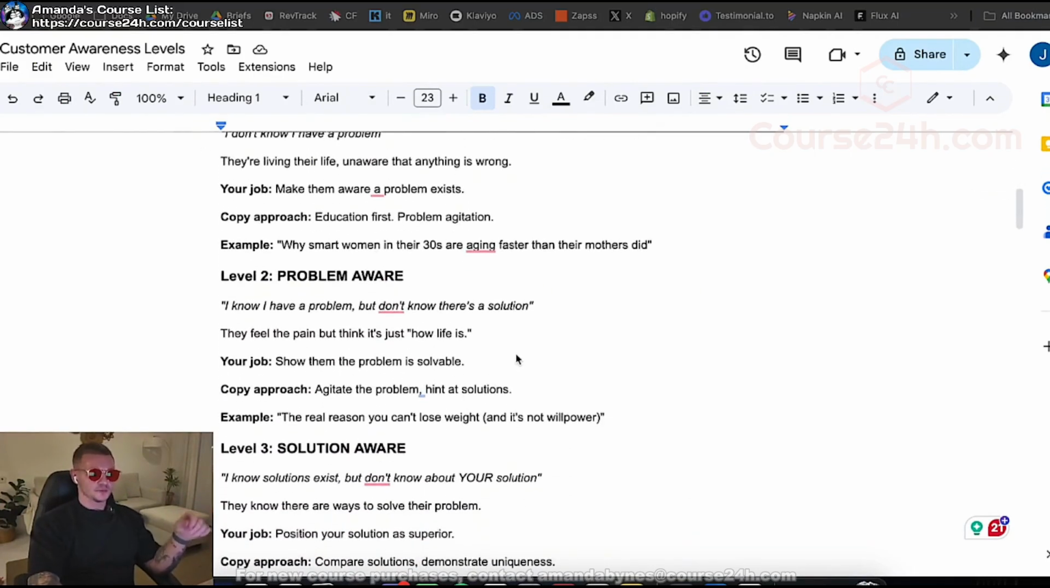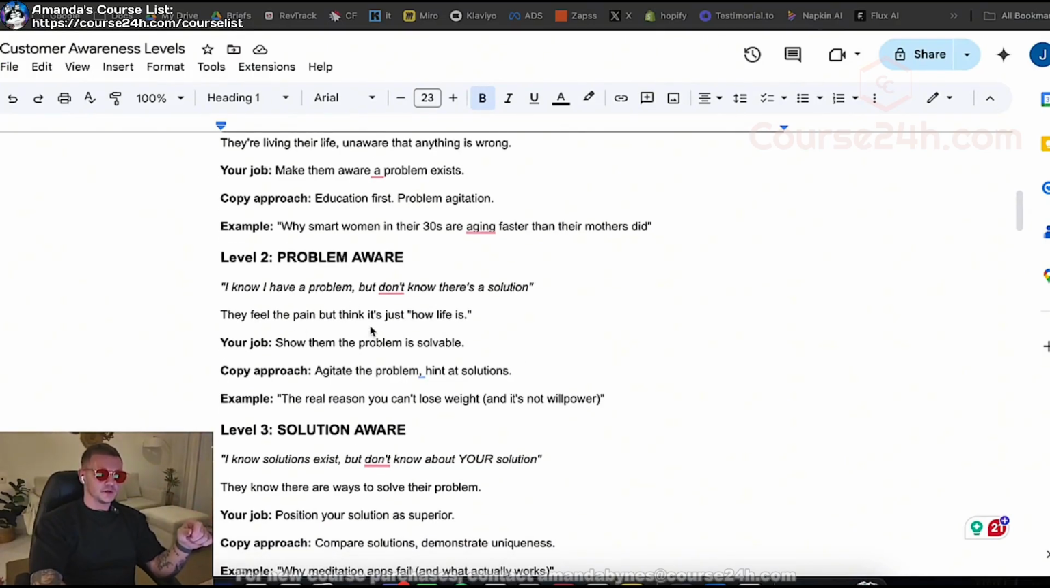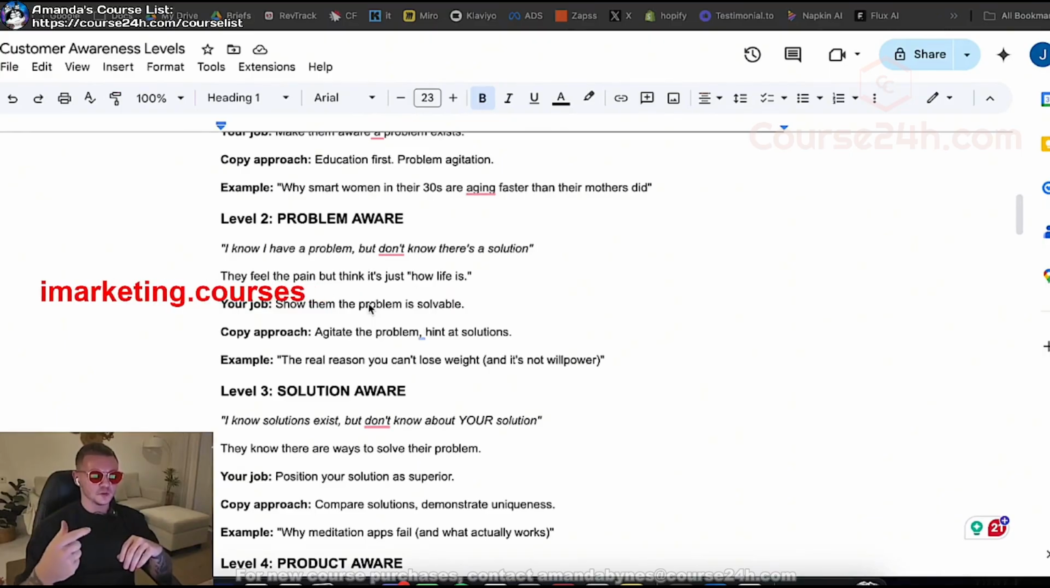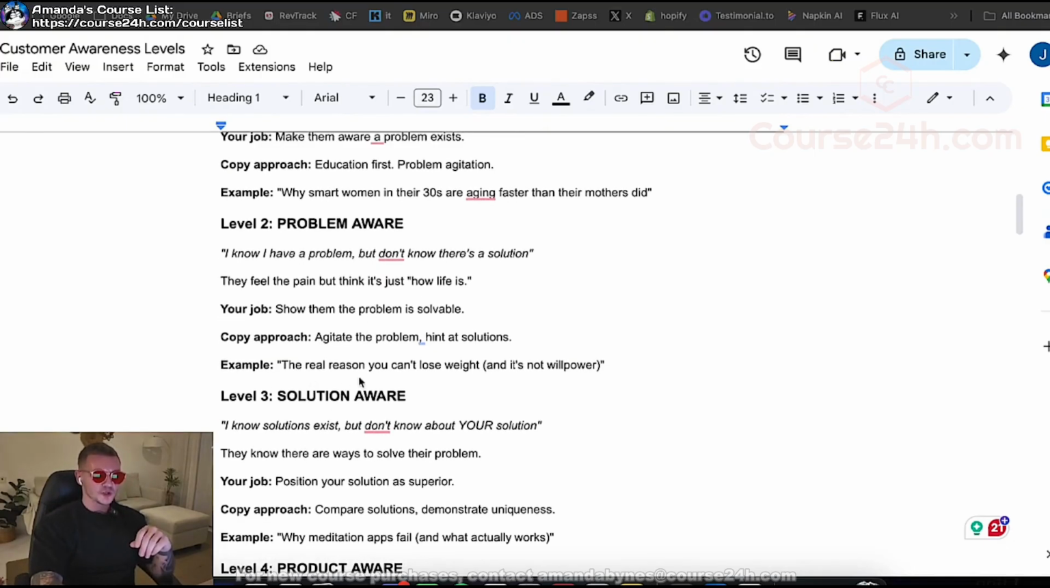Level 2 is problem aware. So they know they have a problem, but they don't know of any solutions. They just know that they're in pain. They feel the pain, but they think that's just how life is. Our job in this section is to show them that their problem is solvable, that there is some sort of solution out there. How we do this is we agitate the problem and we hint at solutions. We're not revealing solutions at this point, but we're agitating the problem to make them feel like this problem is really bad and they need to solve it, and there is a way to solve it. So, for example: the real reason you can't lose weight, and it's not willpower. They're thinking, oh, I'm just destined to be fat forever. But there's a real reason, and we're hinting at this solution.